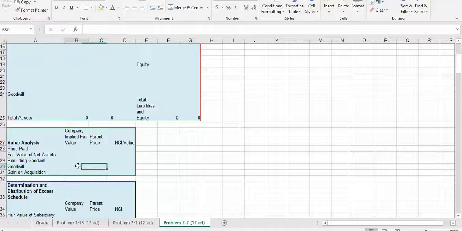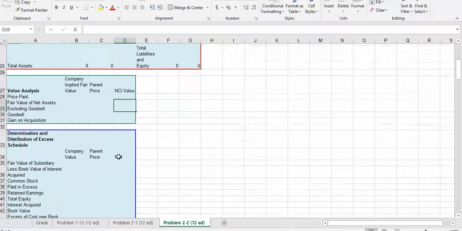And then the difference between the price and the fair value of the assets marked up will give you the rest, which will be goodwill. You don't have to worry about gain on this particular transaction. The parent company gets 80, NCI, non-controlling interest, gets 20.